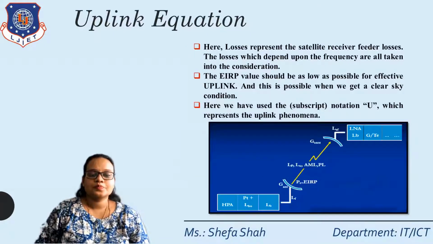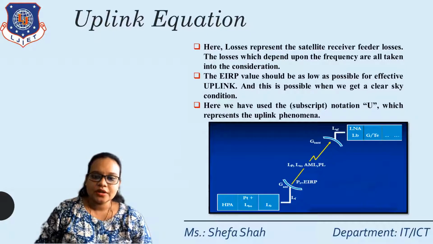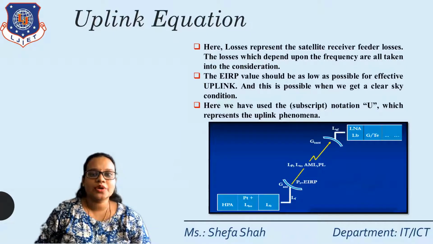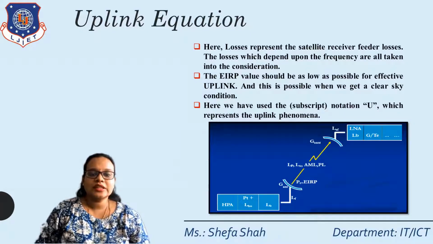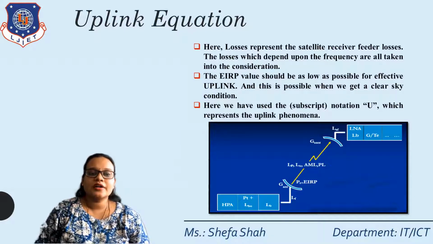Now, here losses represent the satellite feeder loss. These losses depend upon the frequency taken into consideration. And here we use the subscript notation capital U, which represents the uplink phenomenon. Now, as you can see in the figure, at the transmitter side you can see the earth station. The earth station will have three types of power. First, the transmitter power, which is connected with the gain of the antenna, and the losses of the feeder, TFL, which is the transmitter feeder loss, will be subtracted from the transmitter side.